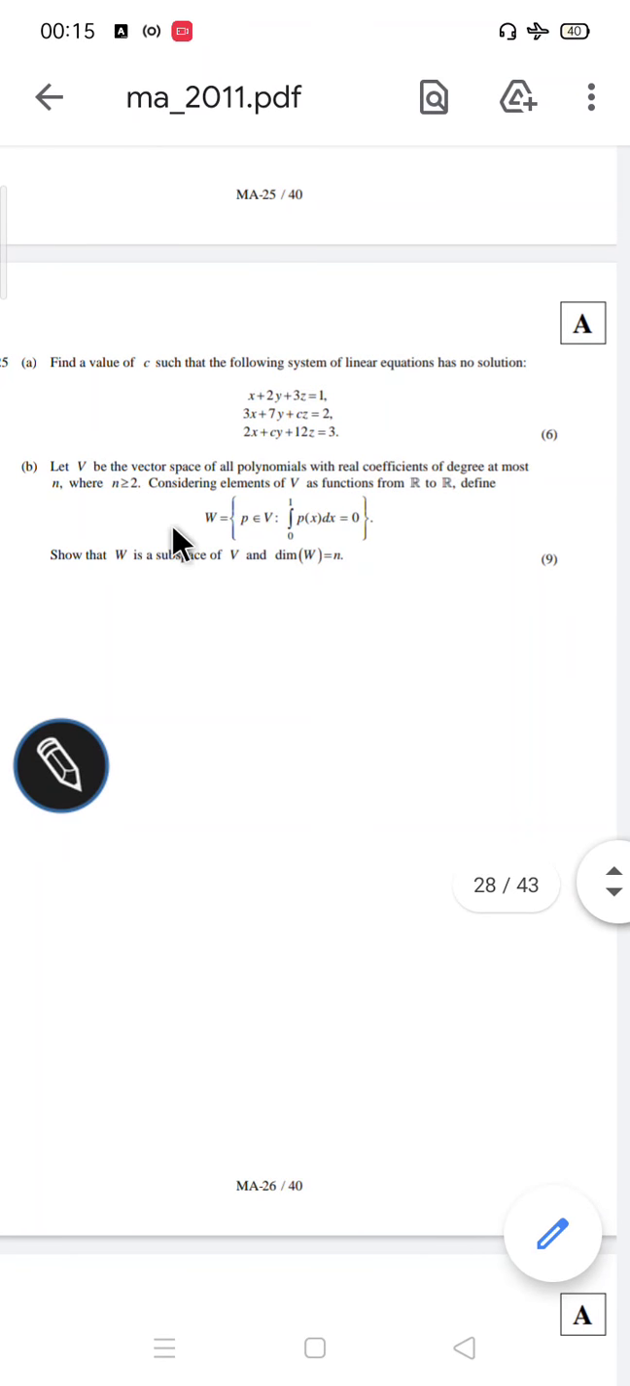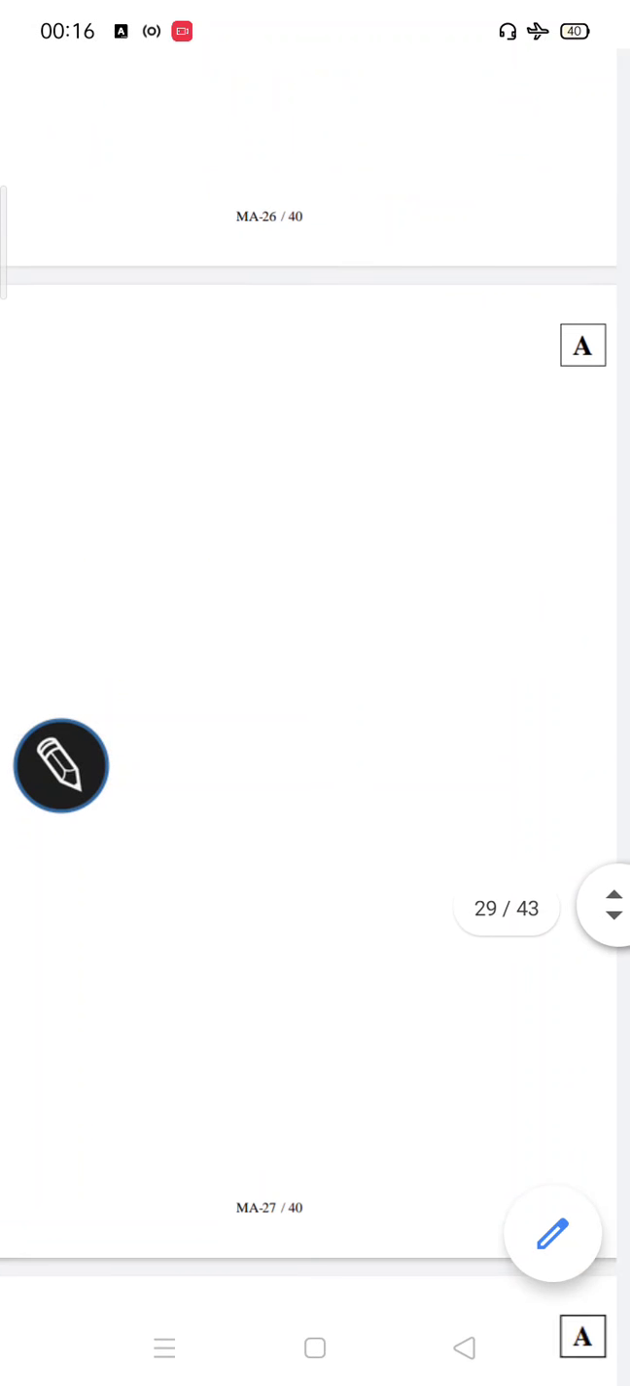What is this? V is the vector space of all polynomials of degree at most, considering the element V as a function from R to R. Define W equal to the set of all P such that the integral from 0 to 1 of P of x dx is equal to 0. So the integration is 0. Show that W is a subspace of V and find the dimension. Yeah, that is okay.